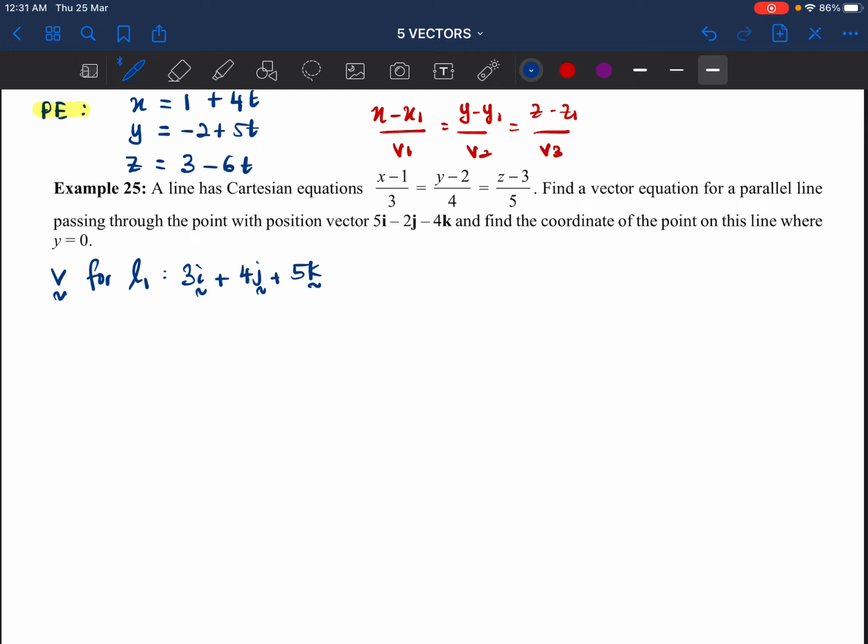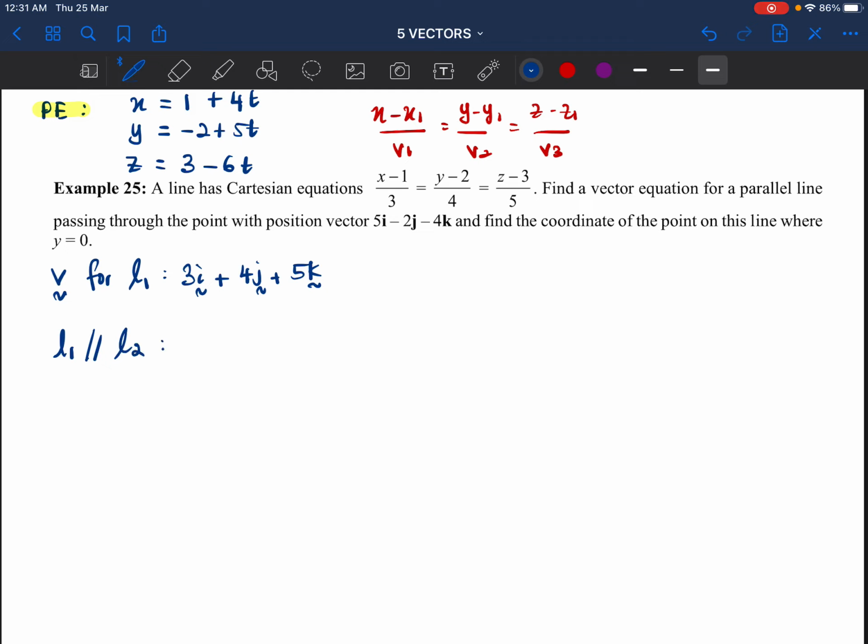Okay, so we find a vector equation for a parallel line passing through the point with position vector 5i minus 2j minus 4k. So we have another line, line 2, which is parallel to line 1.